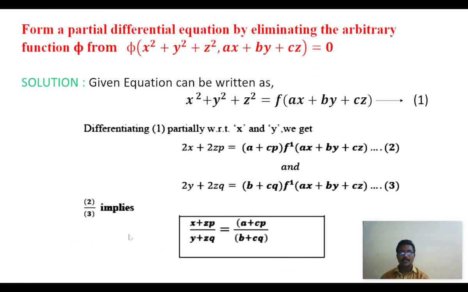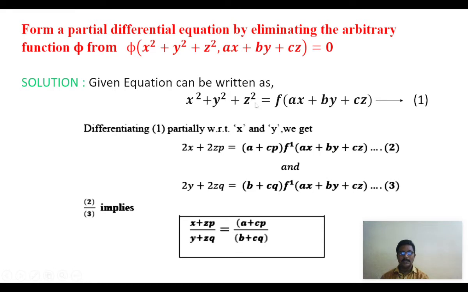Now form the partial DE by eliminating the arbitrary function phi from phi of (x square plus y square plus z square, ax plus by plus cz) equal to 0. Clearly this equation can be written in the form x square plus y square plus z square is f of (ax plus by plus cz). Let it be equation 1.